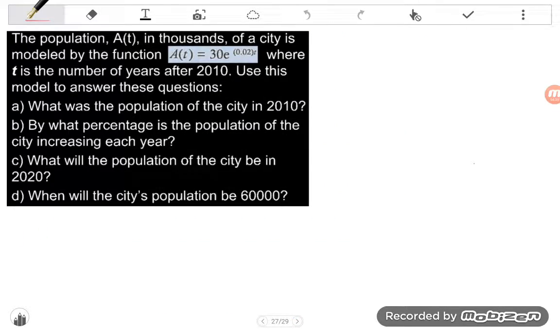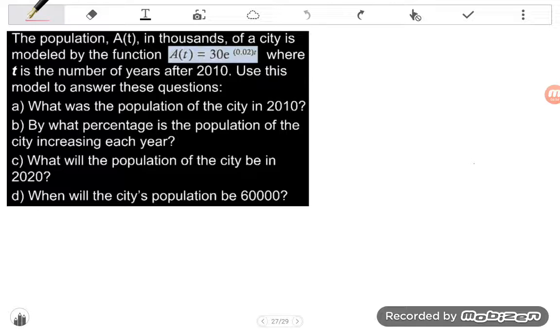Okay, let's do the next one. Again, please pause the video if you need to, and try to understand what the question is asking us to do. Alright, so let's take a look here. We have population. My population in this case is A of t, right? A of t represents the population in a city, and this is in thousands. The population we have here is given in thousands.